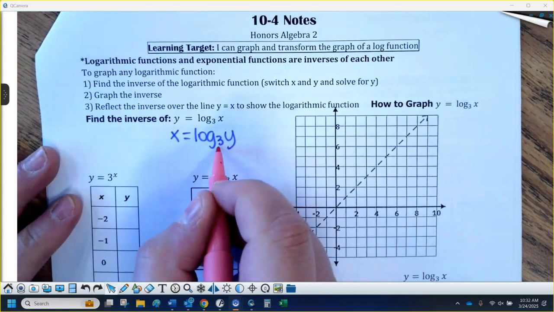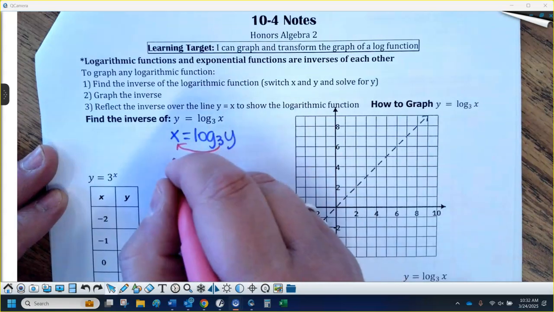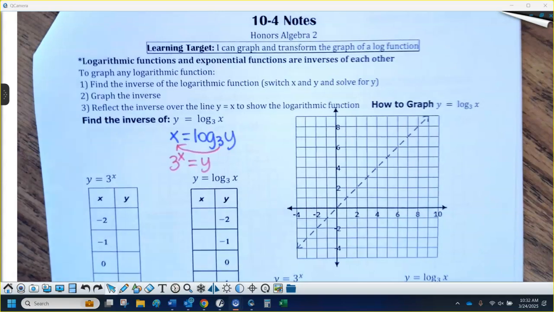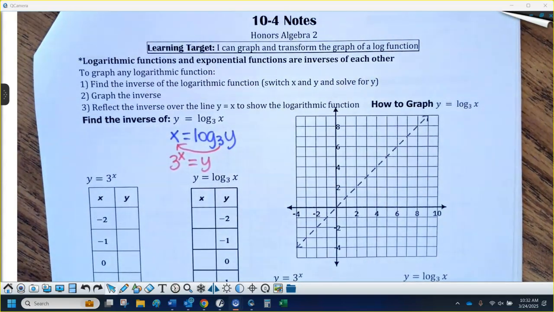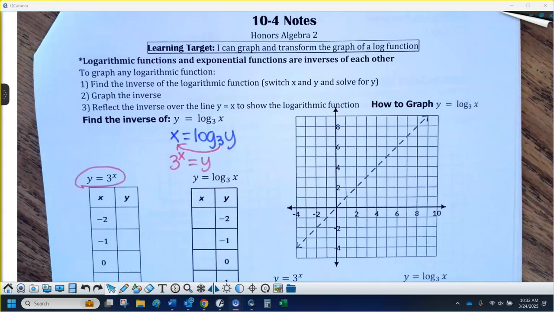right? So the base of the log swings over to the other side and pushes that 3 up in the air into being an exponent. That gets rid of the logarithm. So it'd be 3 to the x equals y. All right, so I know I kind of cheated ahead of time and typed that right there, but that's your inverse. So it's easier to graph an exponential.